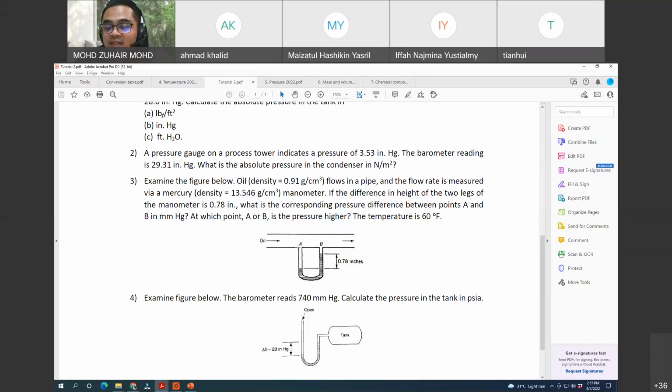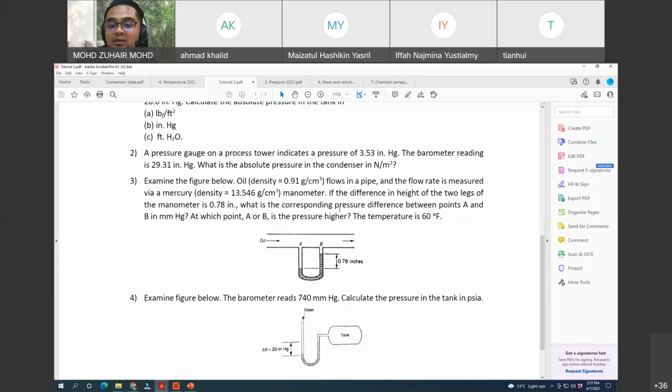So if it is like this, which pressure point is higher? Point A or point B? Anyone want to answer? If like this, which point is higher in pressure? Point A or point B? Point A. Point A, correct. That's why it can push the mercury down more than point B. So you need to also understand this concept because it's going to relate to the calculation.